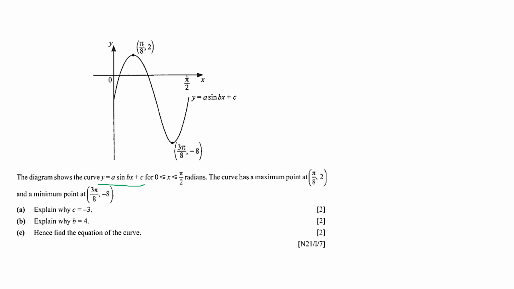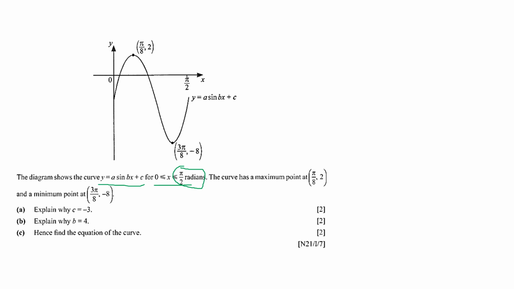Okay, and the range given is between 0 to pi over 2 inclusive. Here we're using radians, so you have to take note of that. And the curve has a maximum point at (pi over 8, 2), minimum point at (3 pi over 8, negative 8). Right, so for part A, you're asked to explain why c is equal to negative 3.